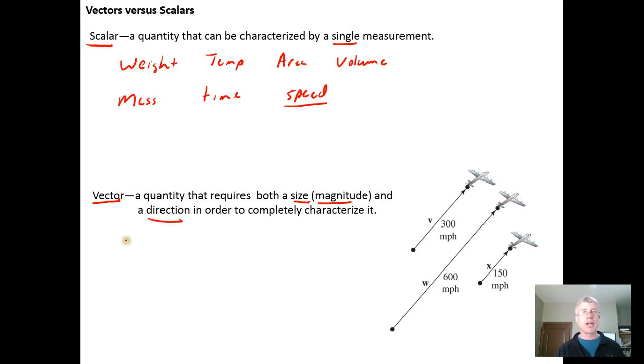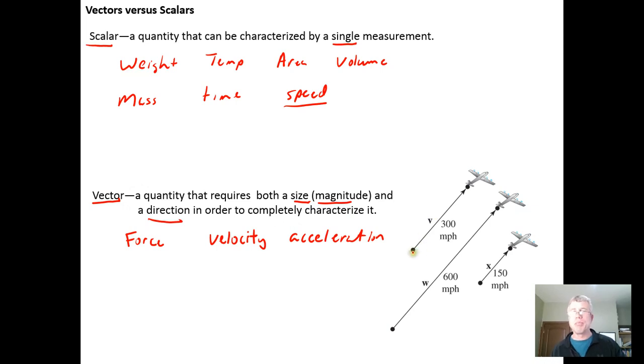So typical things that are vector quantities are force, how hard am I pushing and in what direction am I pushing. Velocity, which is different from speed in that velocity has to have both the speed information as well as the directional information. And acceleration is also an example. You need to know both the size of the acceleration as well as the direction of the acceleration to completely characterize it. So, for example, an airplane, we could use a vector to represent the velocity of an airplane.